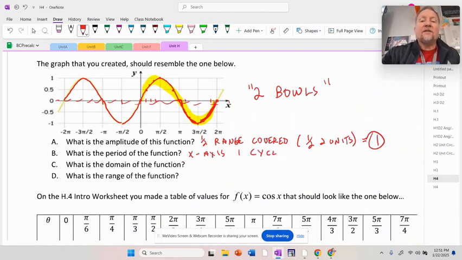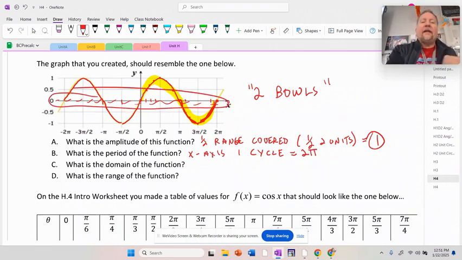The x-axis of one cycle. So what is that? 2 pi. What's the domain? What am I allowed to plug in for cosine? What does it appear to be? Oh, anyone? All real numbers.